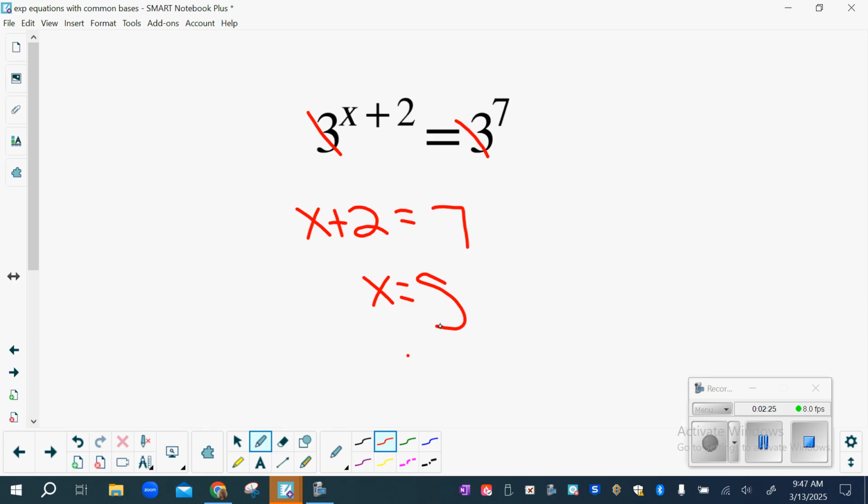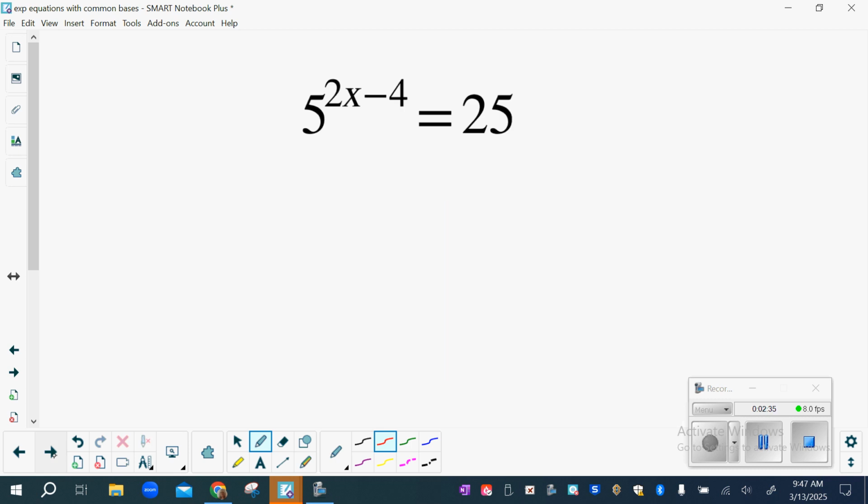Here comes the next one. It's a little fun. It's not horrible. So here's my problem. My bases aren't the same. So guess what? On all of these tonight, make them the same. Take the big guy and turn it into the little guy with an exponent.